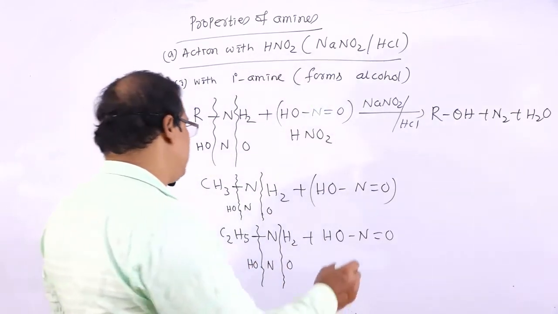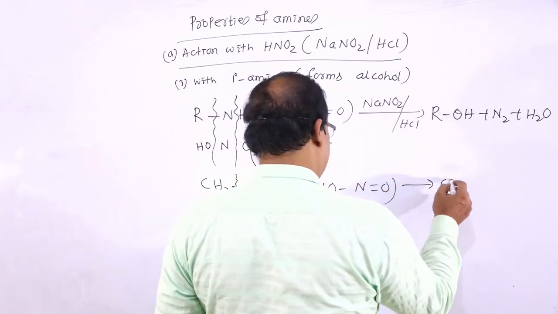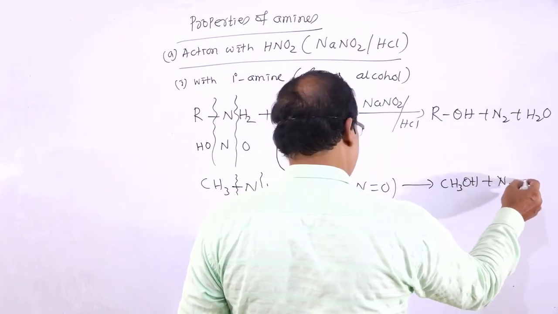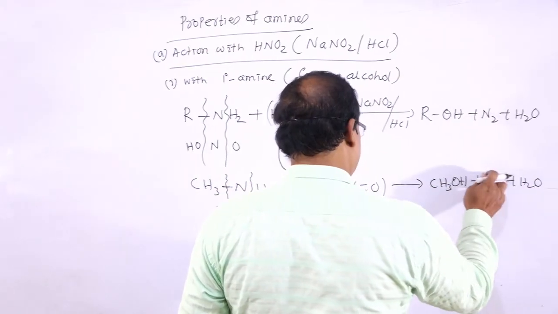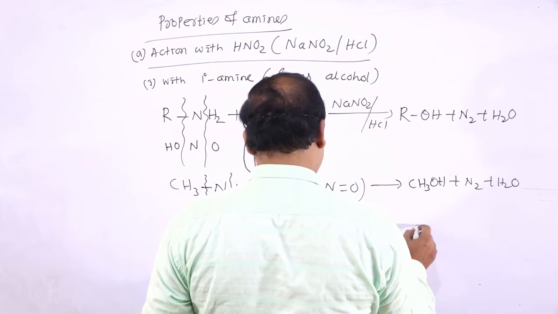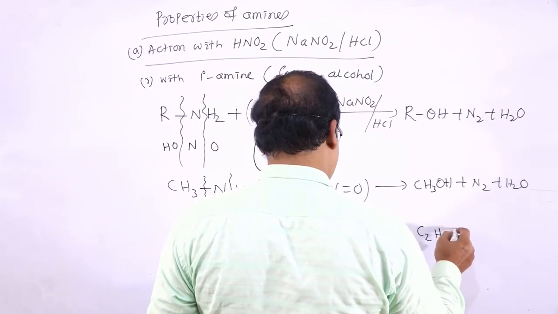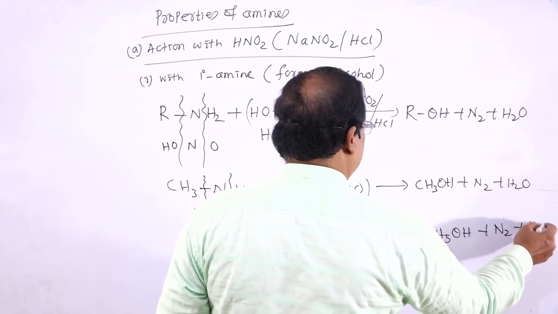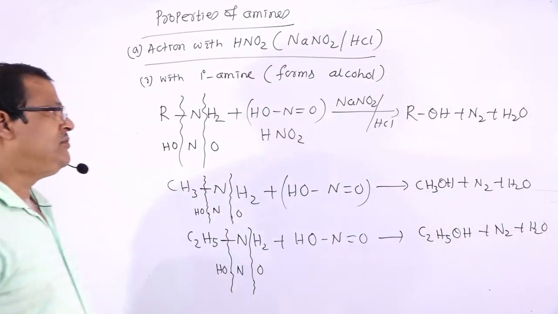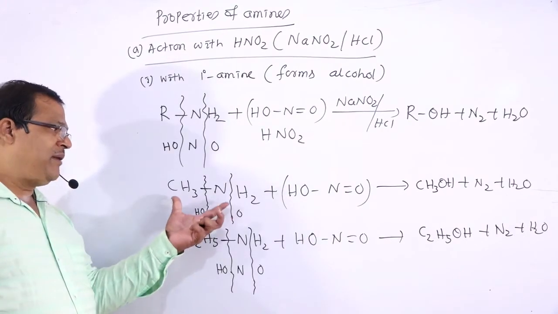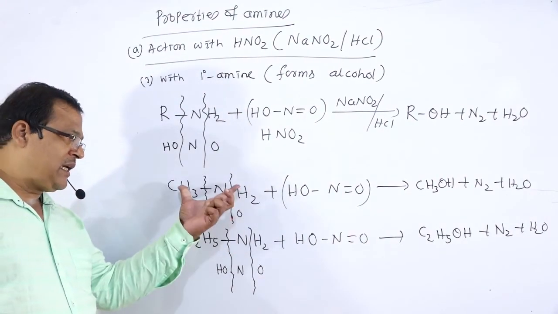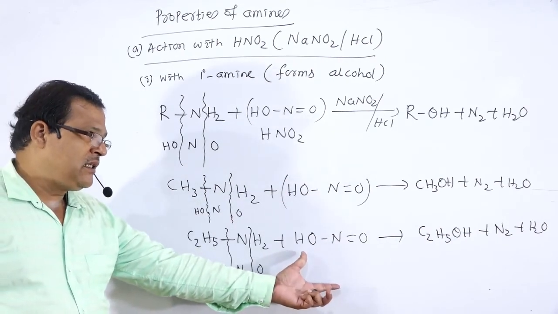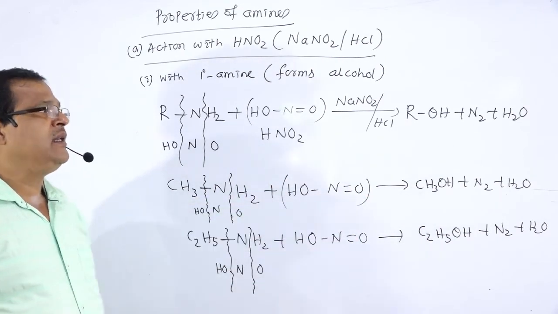There is the formation of this product, that is CH3OH plus N2 plus water. There is the formation of product C2H5OH plus N2 plus water. So whenever primary amines have been treated with nitrous acid, there is the formation of primary alcohols.